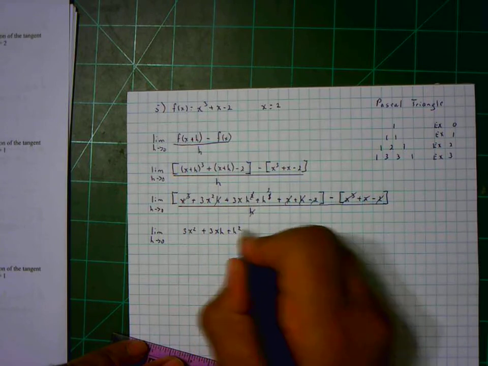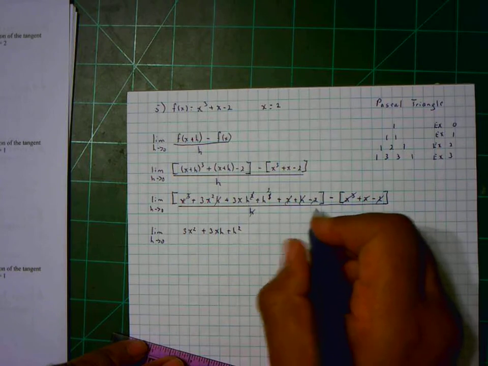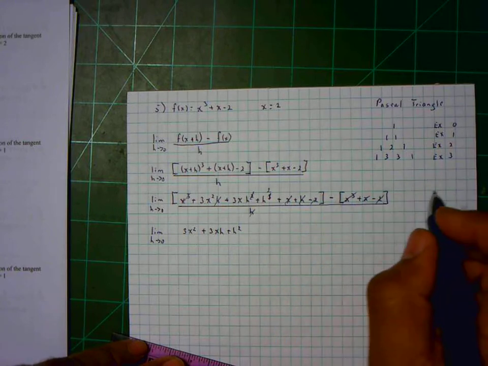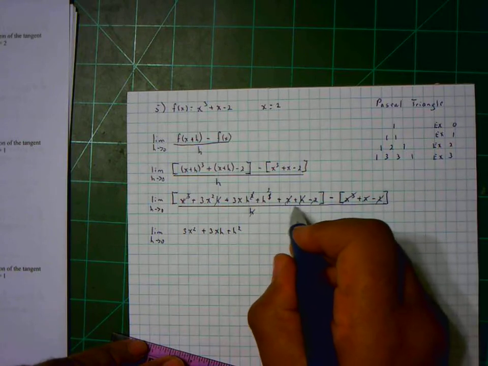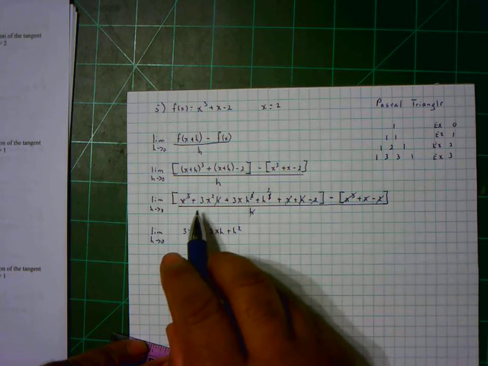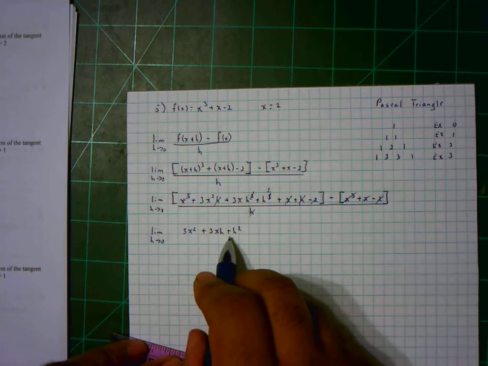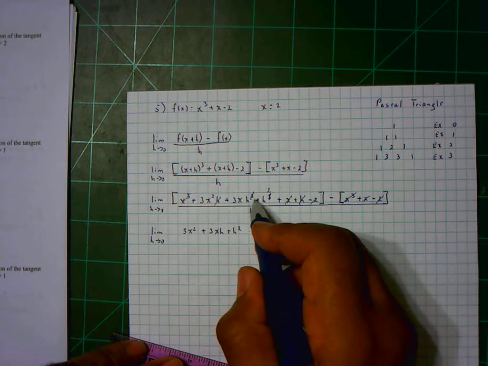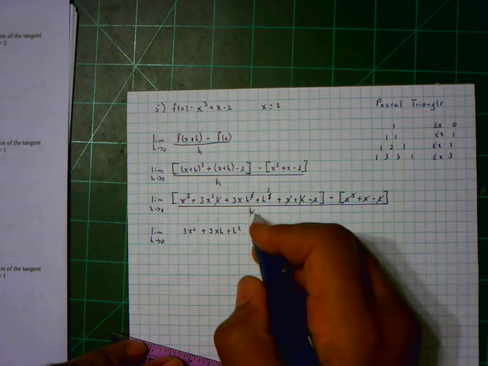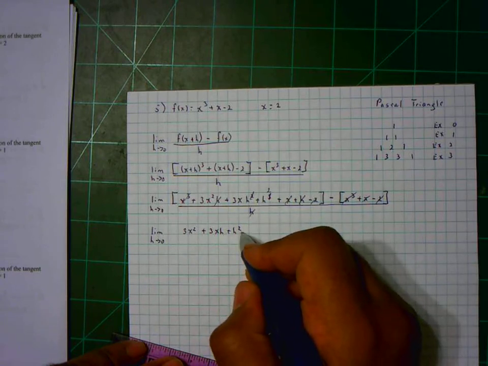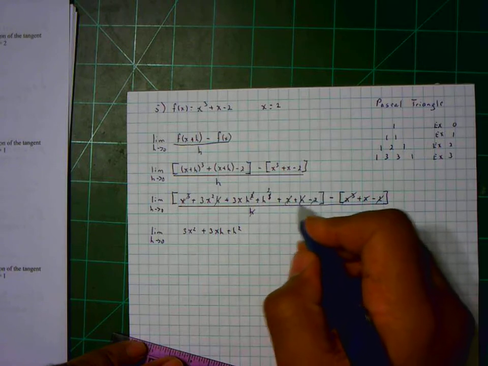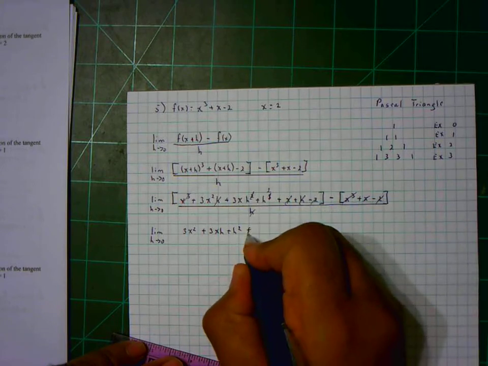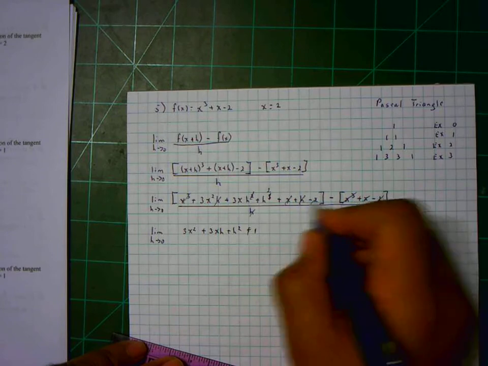Plus h squared. And what else do I have here? Should be something else here, I think. 3x squared, that's this one. It's over h. This is an h squared. Oh, h divided by h is going to be a 1, so this is a 1 here. That's there.